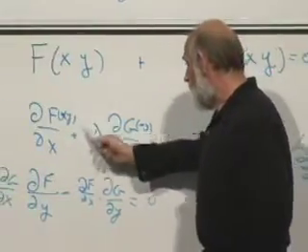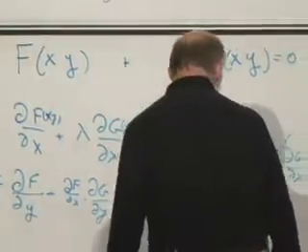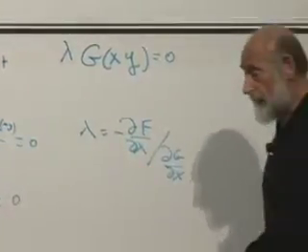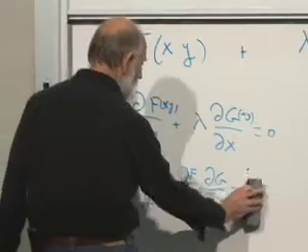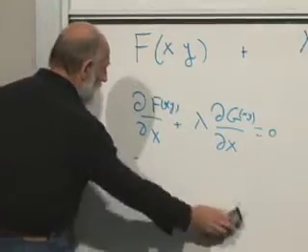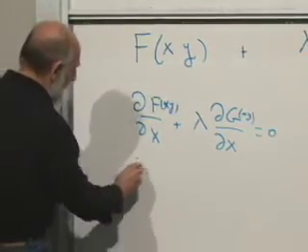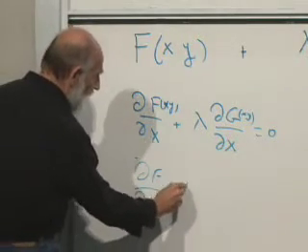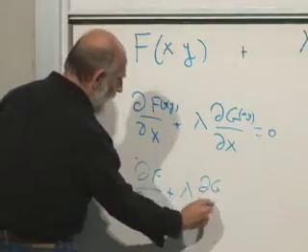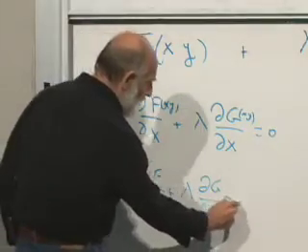All right. You get two equations, let's say, or however many equations there are variables in the problem. Doesn't have to be two. Okay, so the other one is df by dy plus lambda dg by dy equals 0.